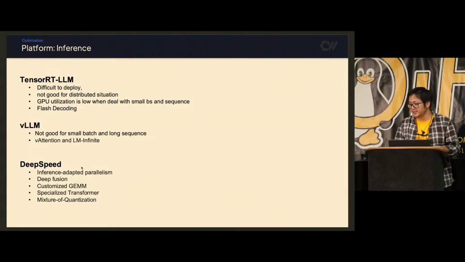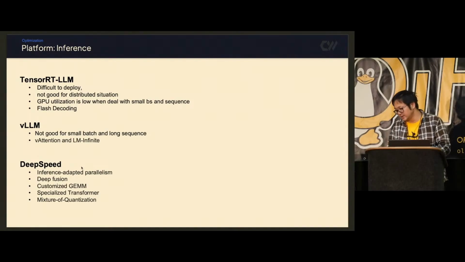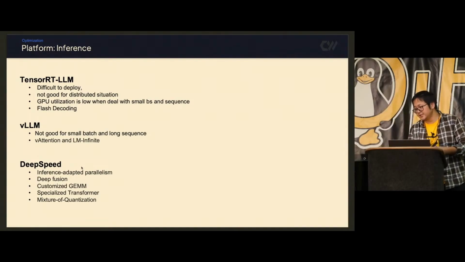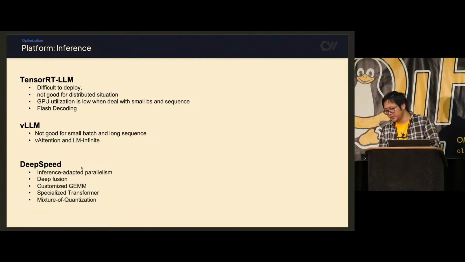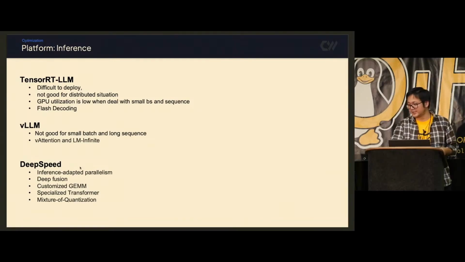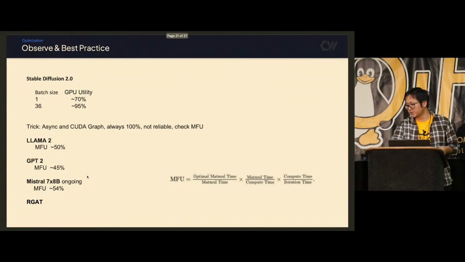The other one is vLLM, and it has done a lot of optimization. We also noticed that there's DeepSpeed. They also provide a very good framework for inference. This is a little bit new for us. We're still working on that.